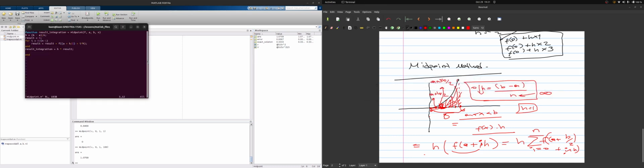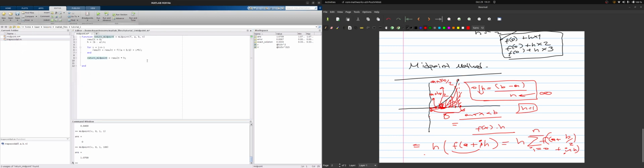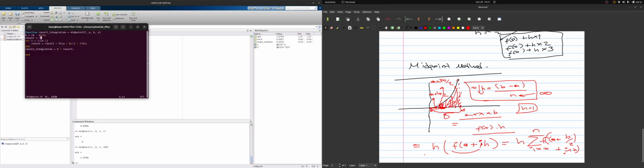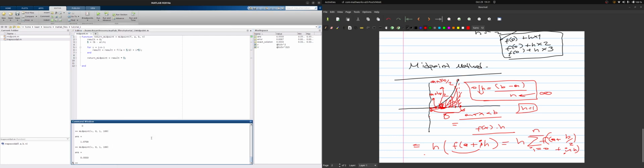You can check. Result, what is the return midpoint? Here, a plus h over 2, it's supposed to be a plus h over 2, and let's save it. Yes, now we have something better. In one step we have 0, in 5 steps we have something close. So this is the midpoint method.